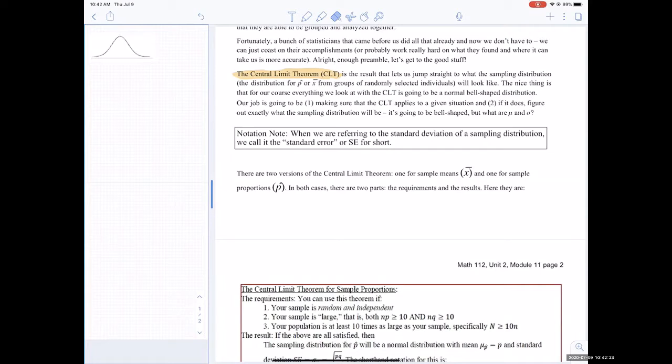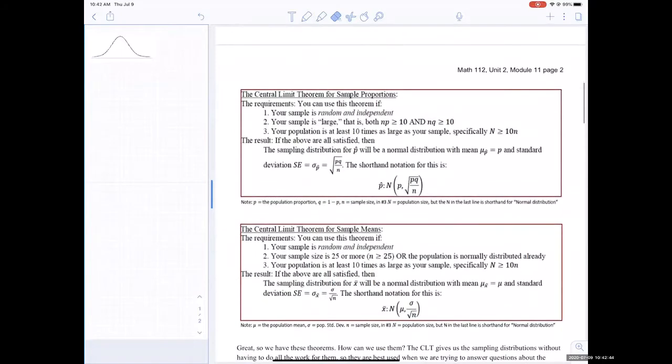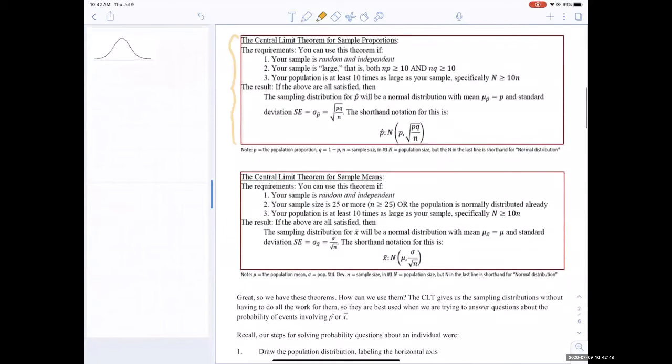What the central limit theorem is telling us is that it doesn't matter what your population distribution is. It doesn't matter if it's skewed to the left, skewed to the right, or a uniform distribution. It does not matter, as long as you meet the conditions of the central limit theorem right here, then we know that your sampling distribution will always be a normal distribution.